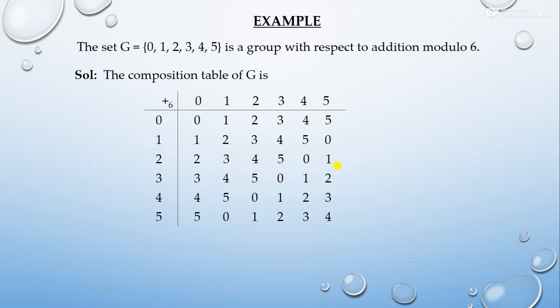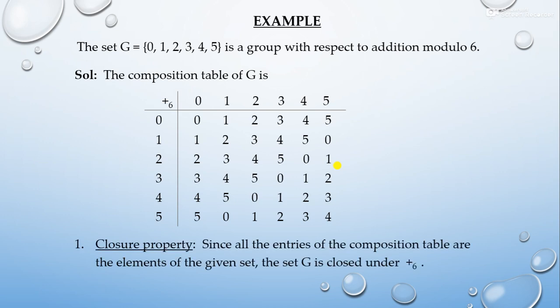Now check the properties. The first property is the closure property. How do we show that this holds the closure property? You see here all the entries of this composite table are the elements 0, 1, 2, 3, 4, 5. All these elements of the set are the entries of the table. So yes, it holds the closure property.